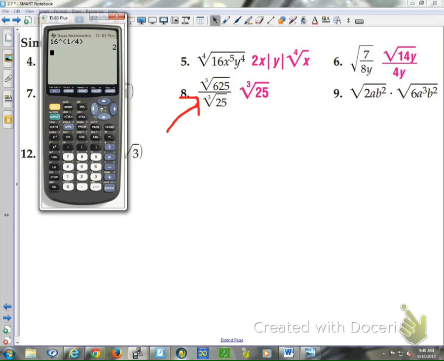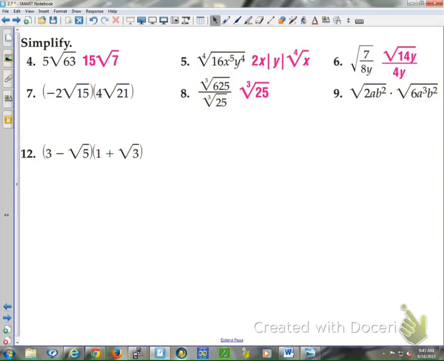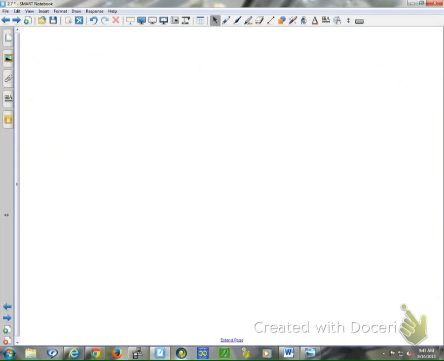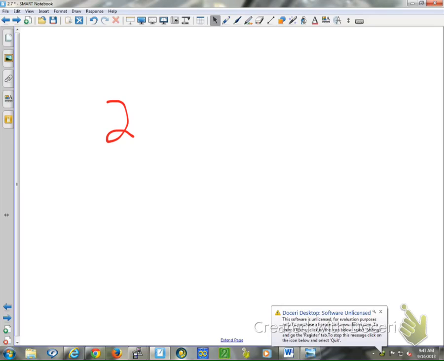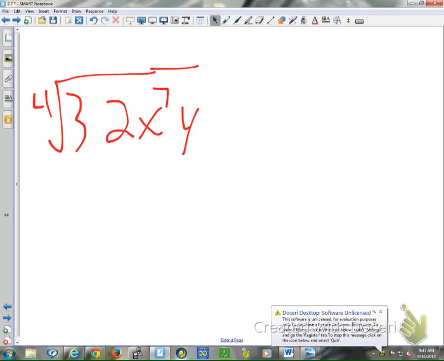All right. Let's look at another one. Blank page. How about, all right, 24. Actually, I'd like to use a number that we could do. 32. Let's do 32. We're going to do the 4th root. X to the 7th, Y to the 9th.